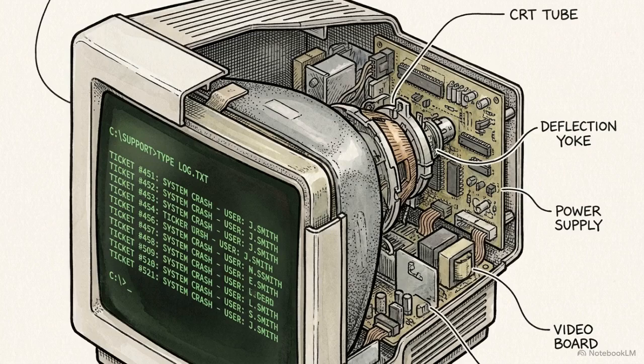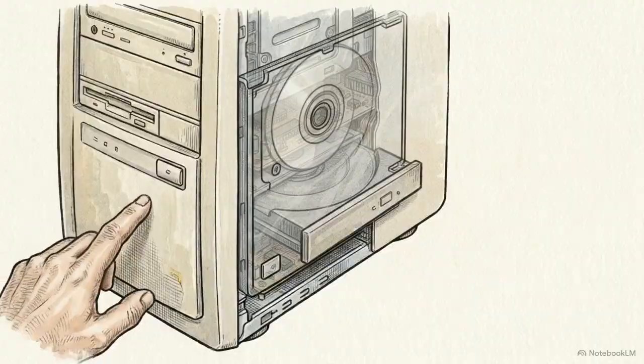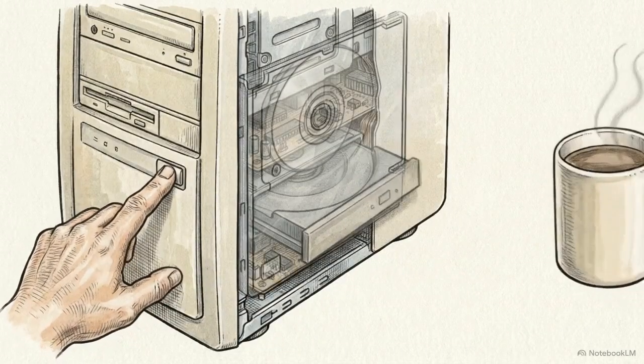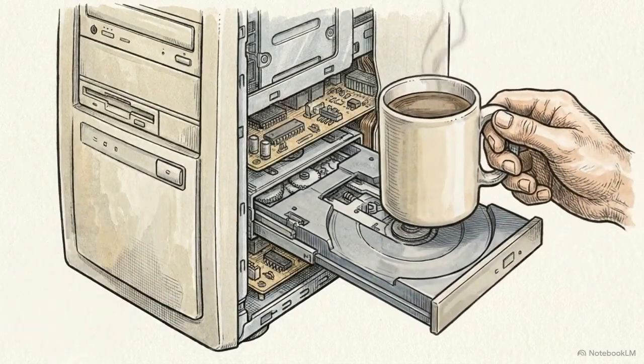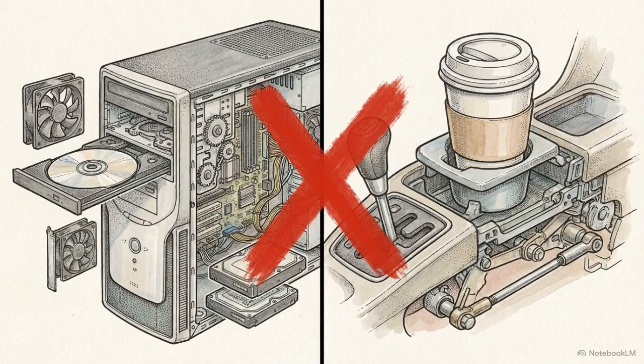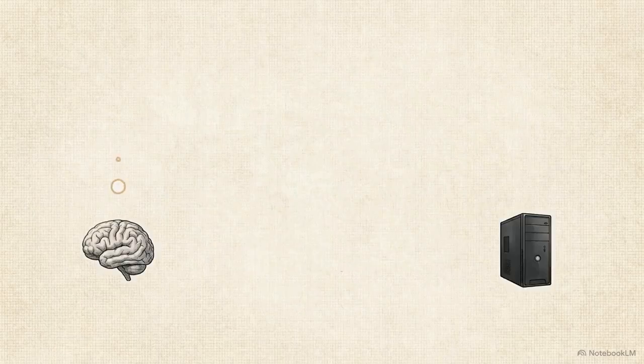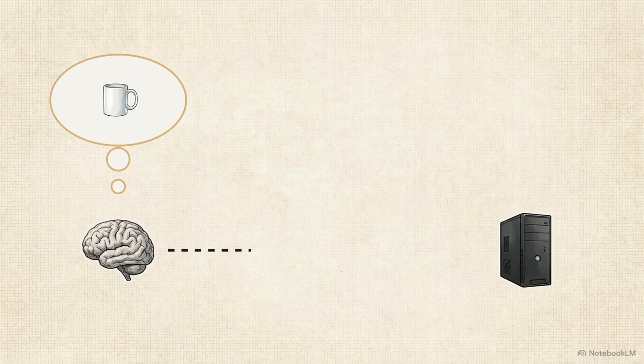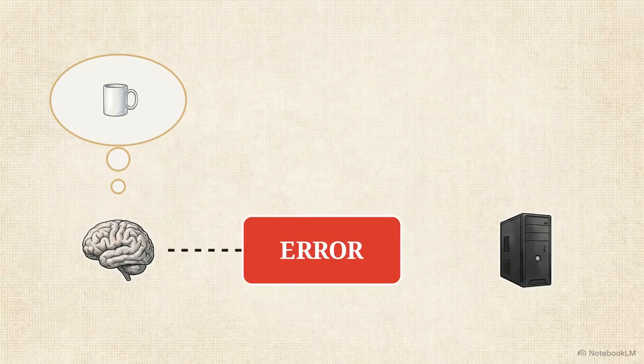Early tech support logs are filled with variations of the exact same call. A user hits a button on their desktop tower, a tray slides out, and they carefully set their coffee mug right on the CD drive. This is not user stupidity. When a person misinterprets a sliding disk tray as a cup holder, we are looking at a failure of the designer to translate human cognitive expectations into the digital system's interface.